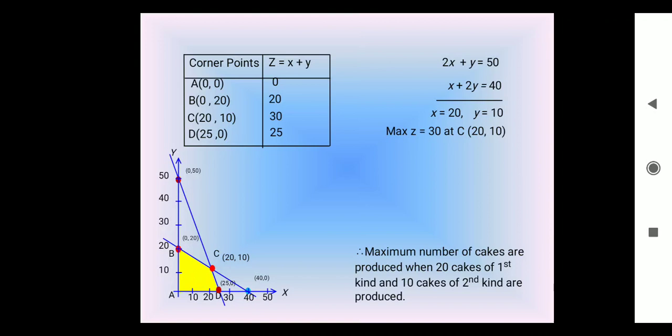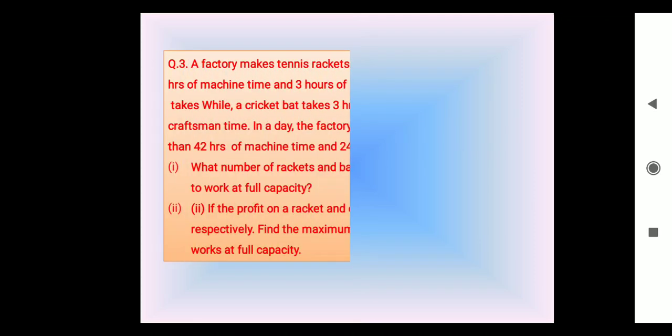Therefore, the maximum number of cakes is produced when 20 cakes of the first kind and 10 cakes of the second kind are produced. This is the solution for the second question. Let us see the third one.